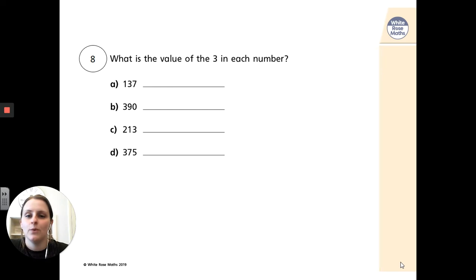Question 8. What is the value of the 3 in each number? So for your answer, I expect to see either 3 hundreds, 3 tens, or 3 ones. It's important that you've got that word at the end and that we're not writing the number. So it would be 3 hundreds, 3 tens, 3 ones.